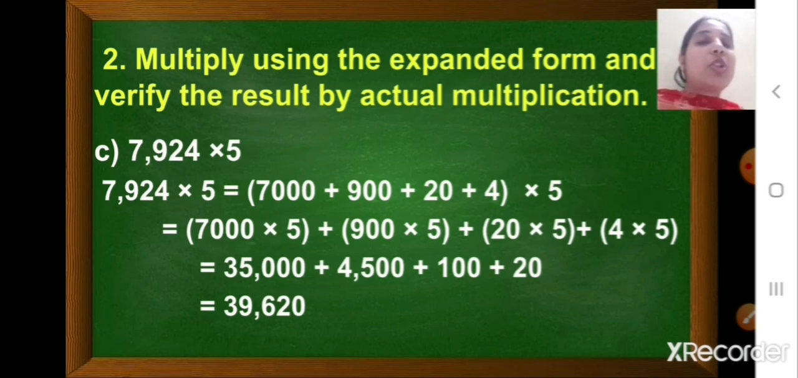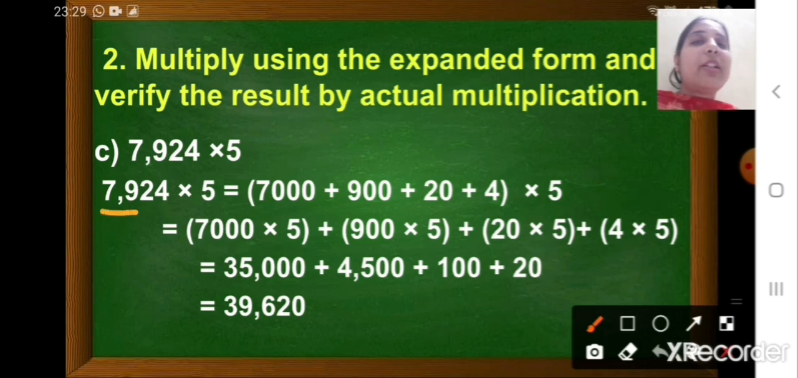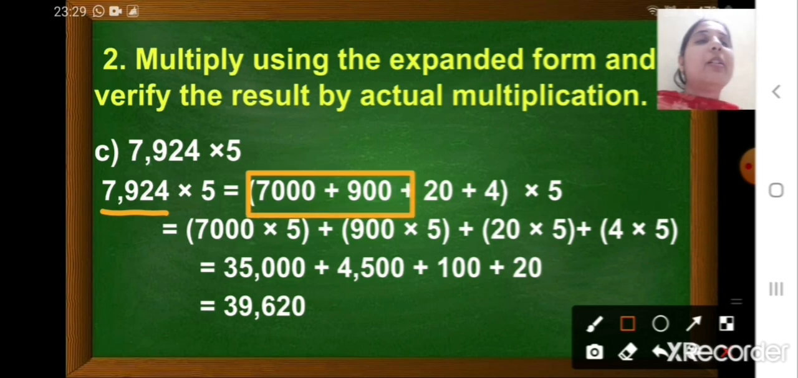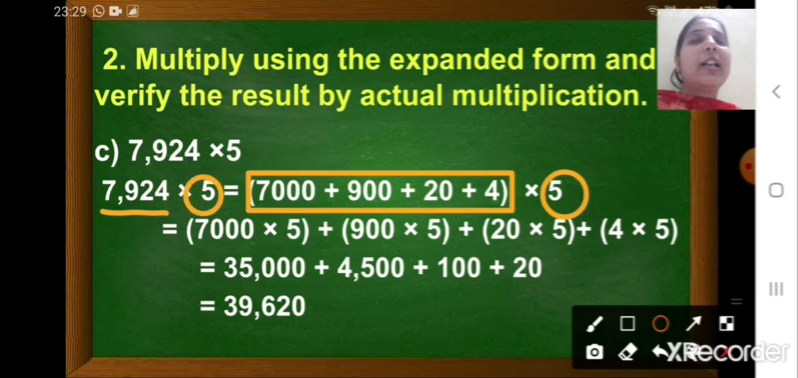So here the question is 7,924 multiplied by 5. So again we will write the expanded form of the number 7,924. So what will be the expanded form? It will be 7,000 plus 900 plus 20 plus 4. And then we have to multiply each term of the expanded form by the number 5 that you can see here, which is the multiplier.